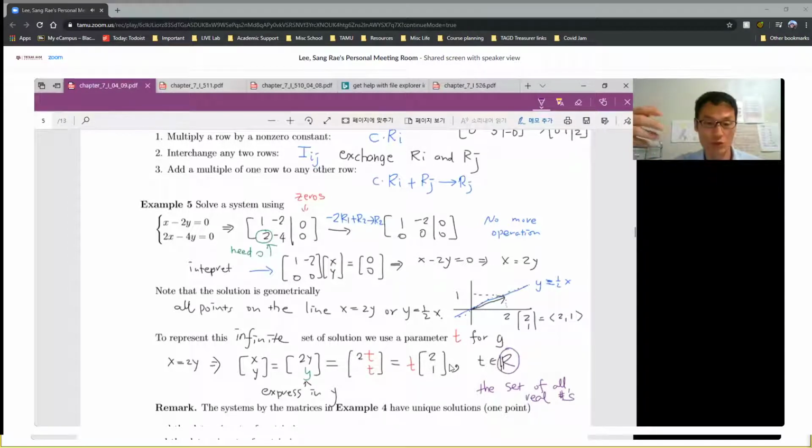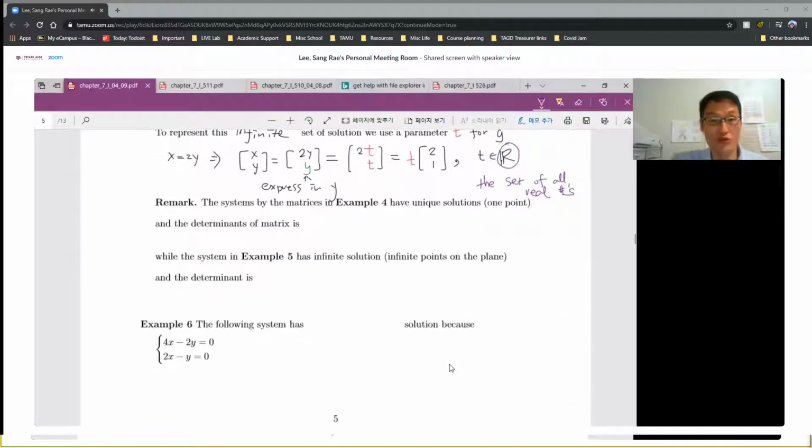Well, I think you discussed this way of representing in Math 151, especially when you studied parametric equations. This is one way to express an infinite set of solutions or an infinite set of vectors. So let us use a parameter, especially when we work with an infinite set of solutions. Good.